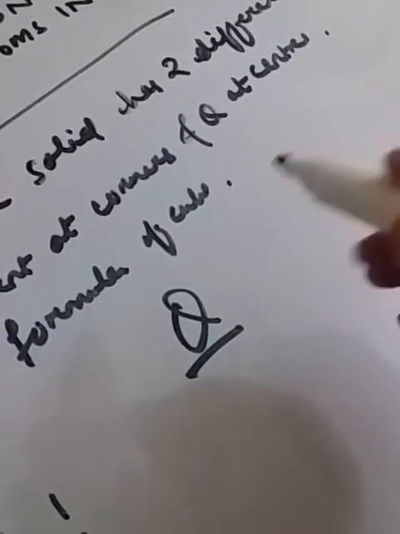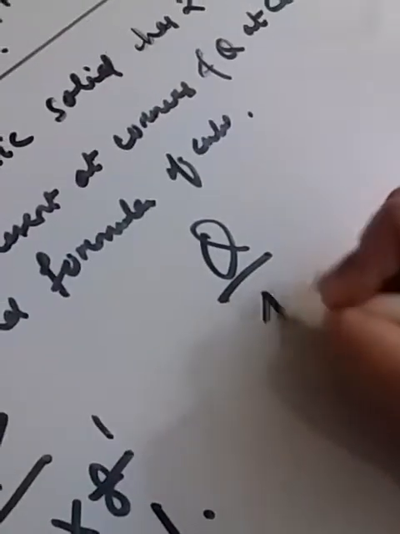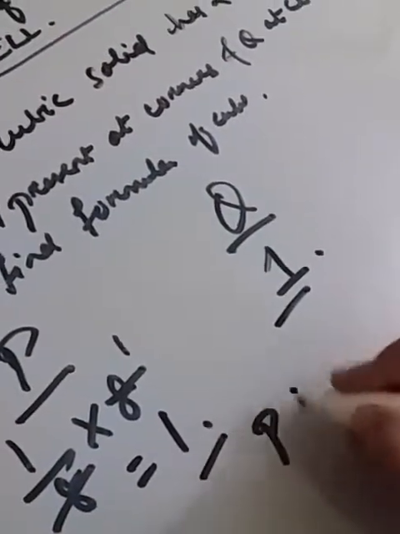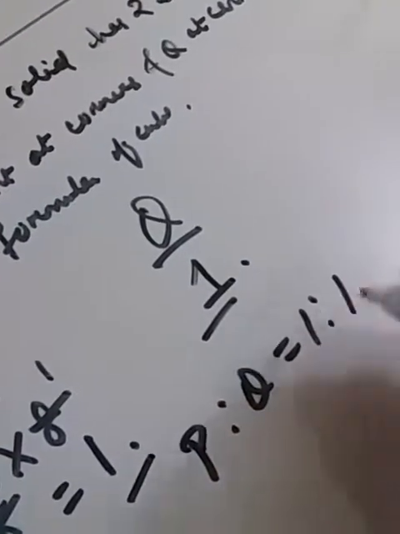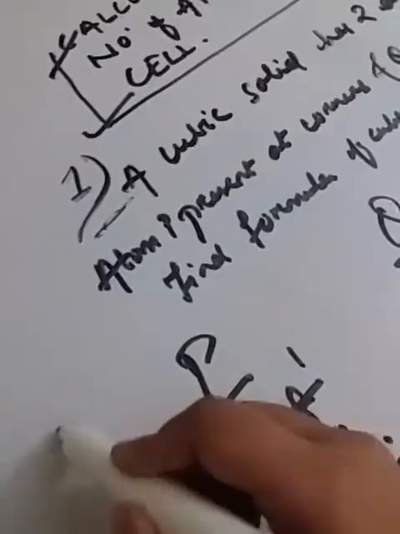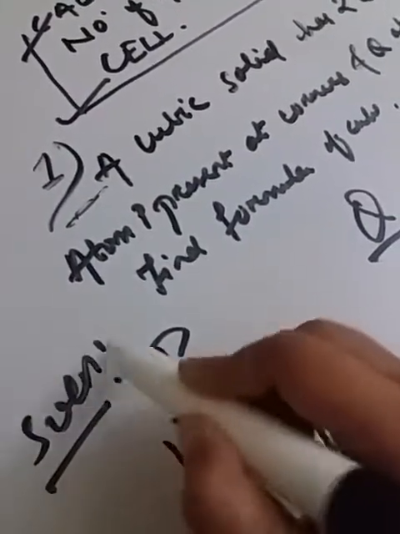And Q at center, only at center it's given. So BCC middle center is only 1. So find the formula of the solid. Here P is 1, Q is 1. So P is to Q is equal to 1 is to 1. That's why the formula is PQ. Did you do this? This was the solution.